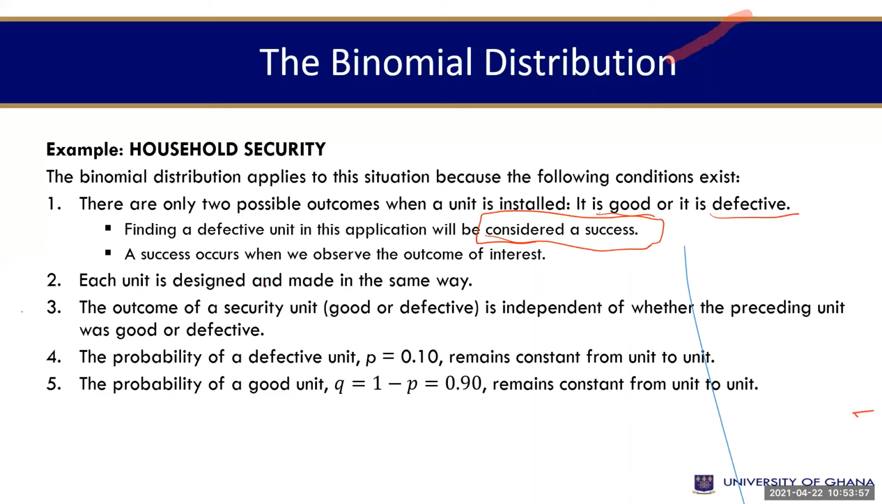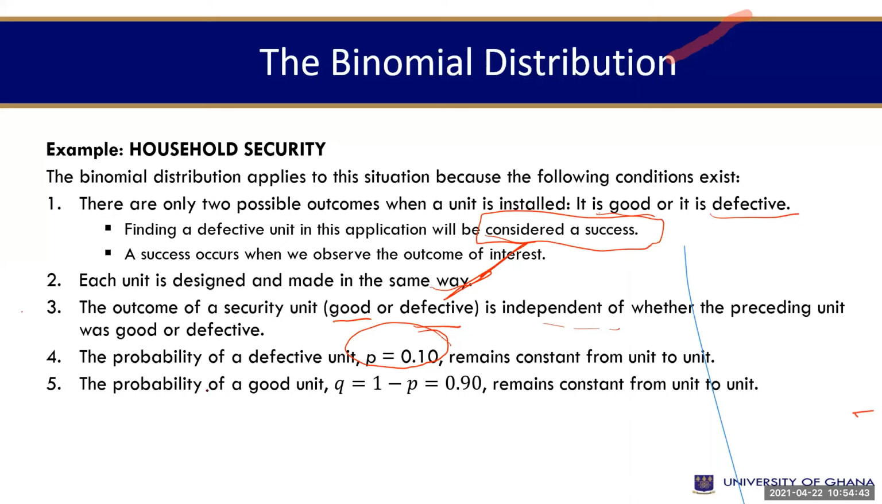Then, each unit is designed and made in the same day. The outcome of a security unit, which is either good or defective, is independent of whether the preceding unit was good or defective. The probability of a defective unit, as we've described here, is 0.10, and remains constant from one unit to the other. It doesn't matter whether it is the first or the second one; the probability is still 10% for any defective product occurring.